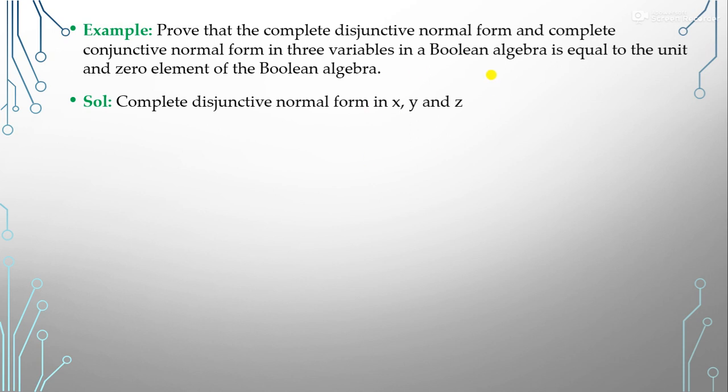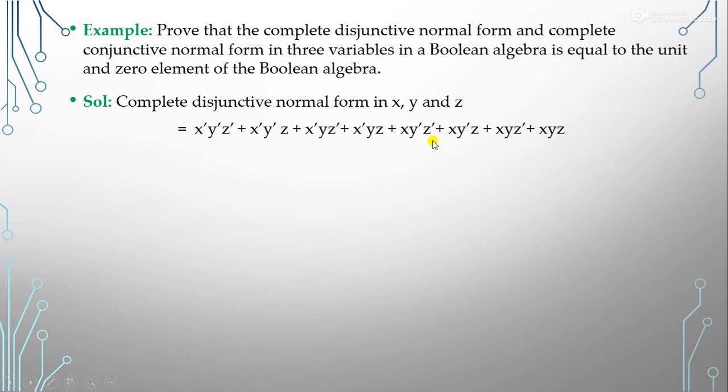How many terms do you have? 8. Total 8 terms of three variables. So you have to write all 8 terms. That is the complete disjunctive normal form. Disjunctive normal form means the addition, sum of products. So all 8 terms we have to write here: x dash y dash z plus x dash y dash z, all 8 terms we write here.